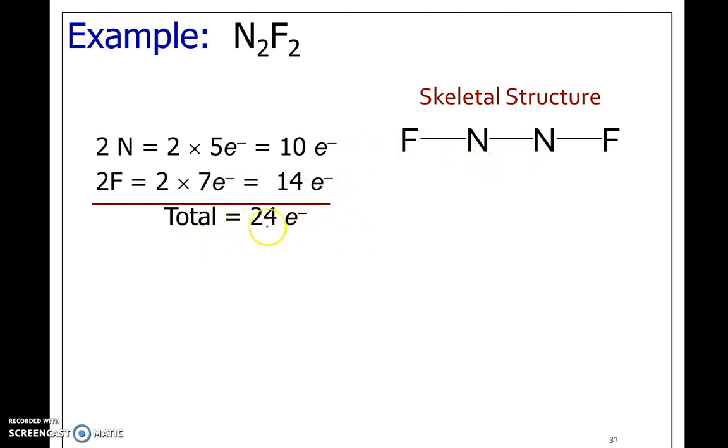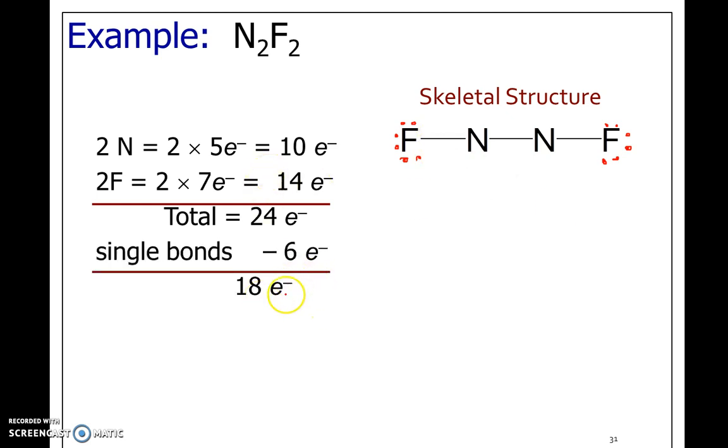Again, you start out fulfilling the octets of our outer elements. In this case, this would be the two fluorines. So I'm going to know that they're going to be partners, so I'm going to go 2, 4, 6, and 8 around here. Okay, so 2, 4, 6, 8, 2, 4, 6, 8. There are still 18 electrons left.